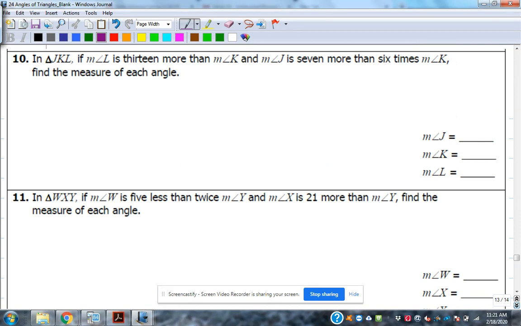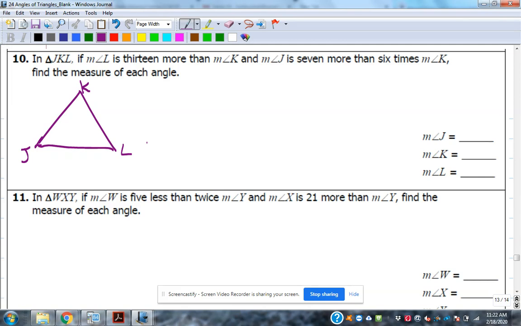This one's a little tougher. It says the measure of angle L is 13 more than the measure of angle K, and the measure of angle J is 7 more than 6 times the measure of angle K. Find the measure of each angle. So for this one, I'm going to draw myself a triangle. It doesn't matter if you draw it equilateral, isosceles, or right. You're just drawing a triangle with corners J, K, and L. I think it helps us kind of get what's going on.